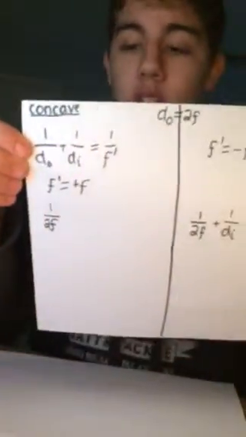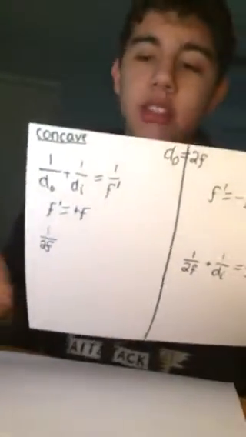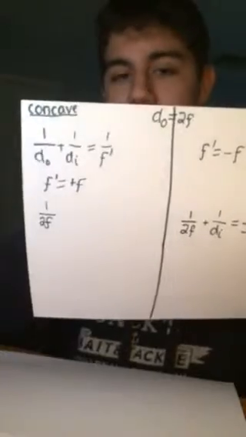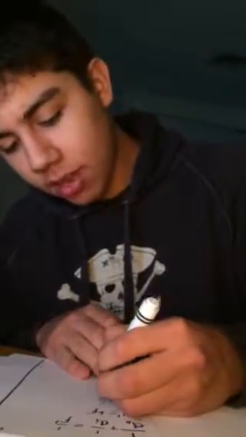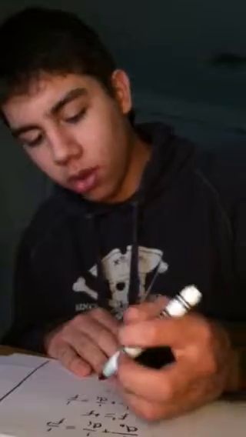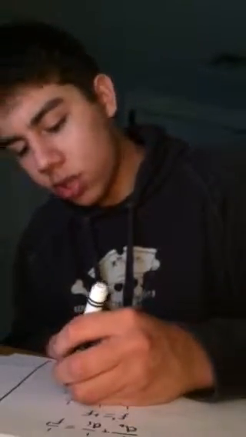So for concave, you're going to use 1 over DO plus 1 over DI equals 1 over f, where f is positive because it's a concave mirror. So since DO equals 2f, 1 over DO is 1 over 2f. So all you do is plug that into the mirror equation and rearrange for 1 over DI. So you should get 1 over DI equals 1 over f minus 1 over 2f.